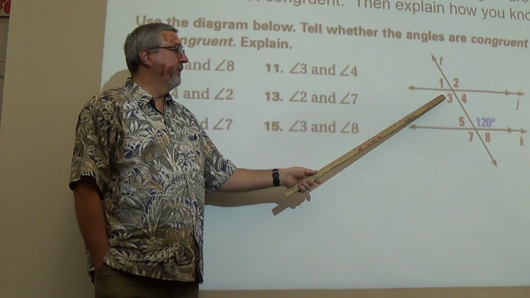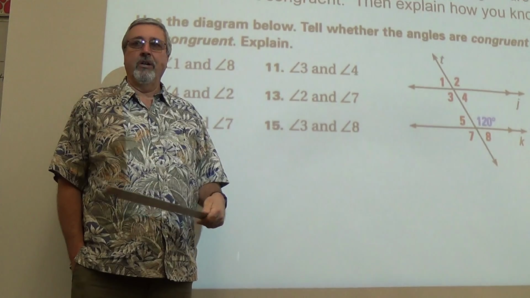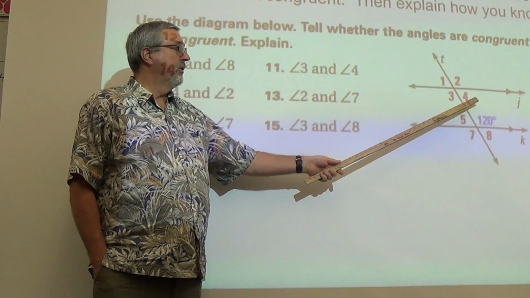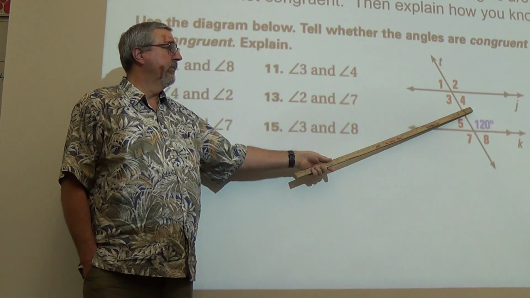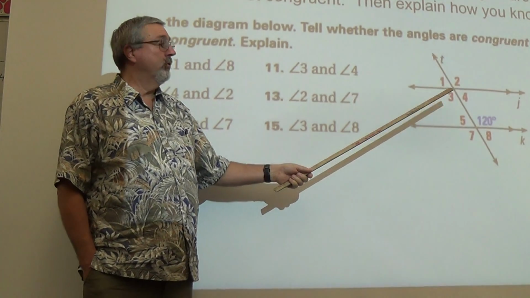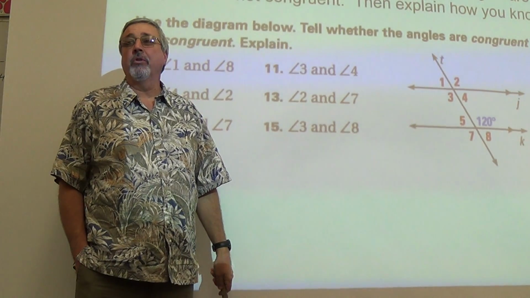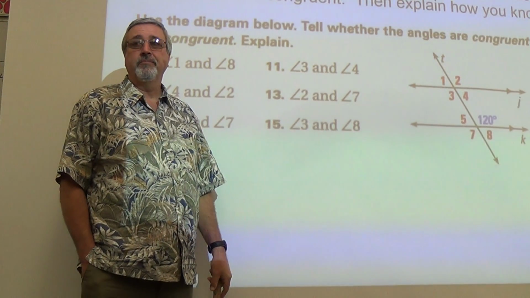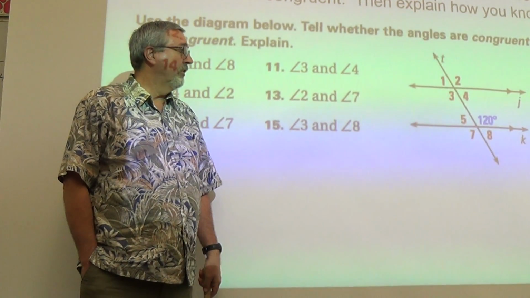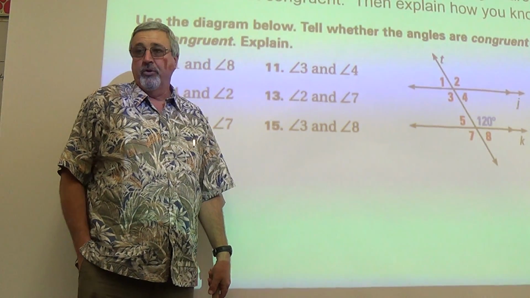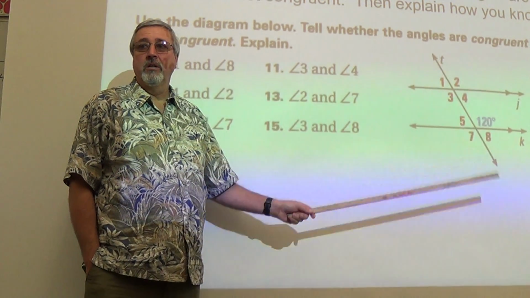Let's go to 3 and 4. Caroline, are they alternate interior angles? Give me a set of alternate interior angles there. Give me two numbers that are alternate interior. 4 and 5. Okay, 4 and 5. That's good. Because those are alternate interior angles. What kind of angles are 3 and 4?